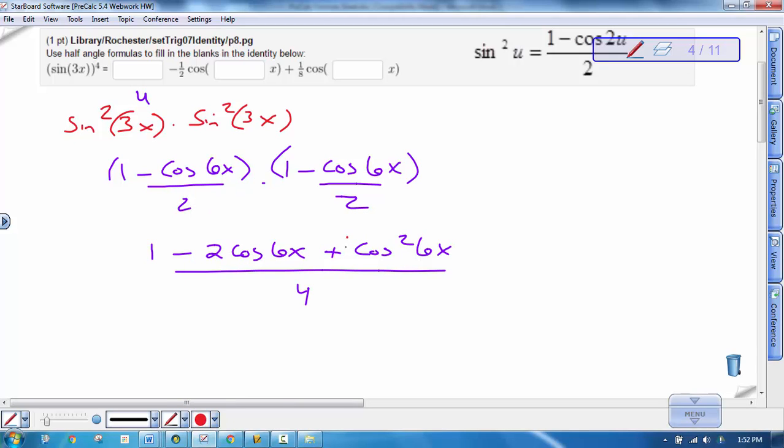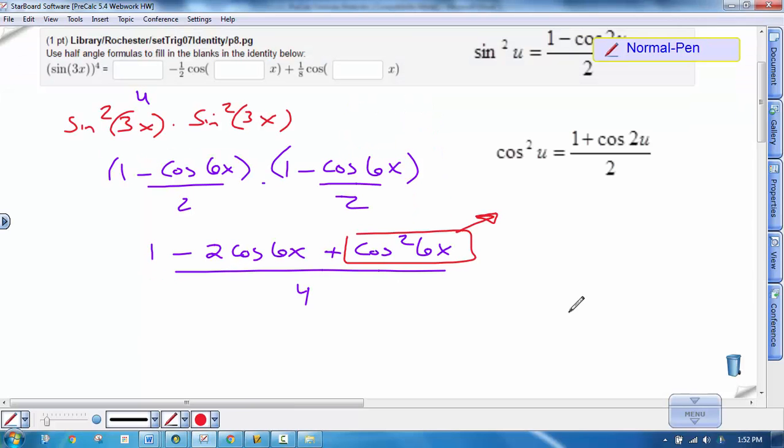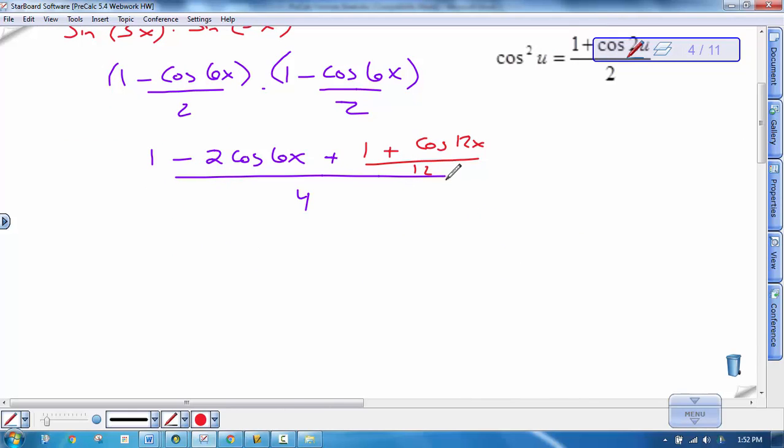Now the other thing I need to do is take this right here and redo this with the power reducing formulas. Those formulas are once again on the formula sheet. Cosine squared is 1 plus cosine of 2u over 2. So I'm going to fill this out. This is really 1 plus cosine of 2u, now would be 12x over 2. So that's going to get substituted right here, and I'm just going to erase that if you don't mind and put that there. Alright, so I need to simplify this.